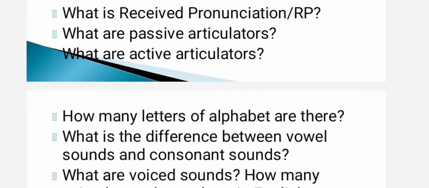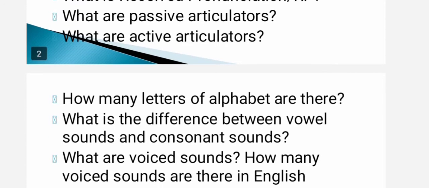What are voiced sounds? How many voiced sounds are there in the English language? This is also important. A voiced sound is produced when the vocal cords vibrate. There are 35 voiced sounds. What are the 35 voiced sounds? 15 consonant sounds and the remaining 20 vowel sounds. All vowel sounds are voiced sounds.